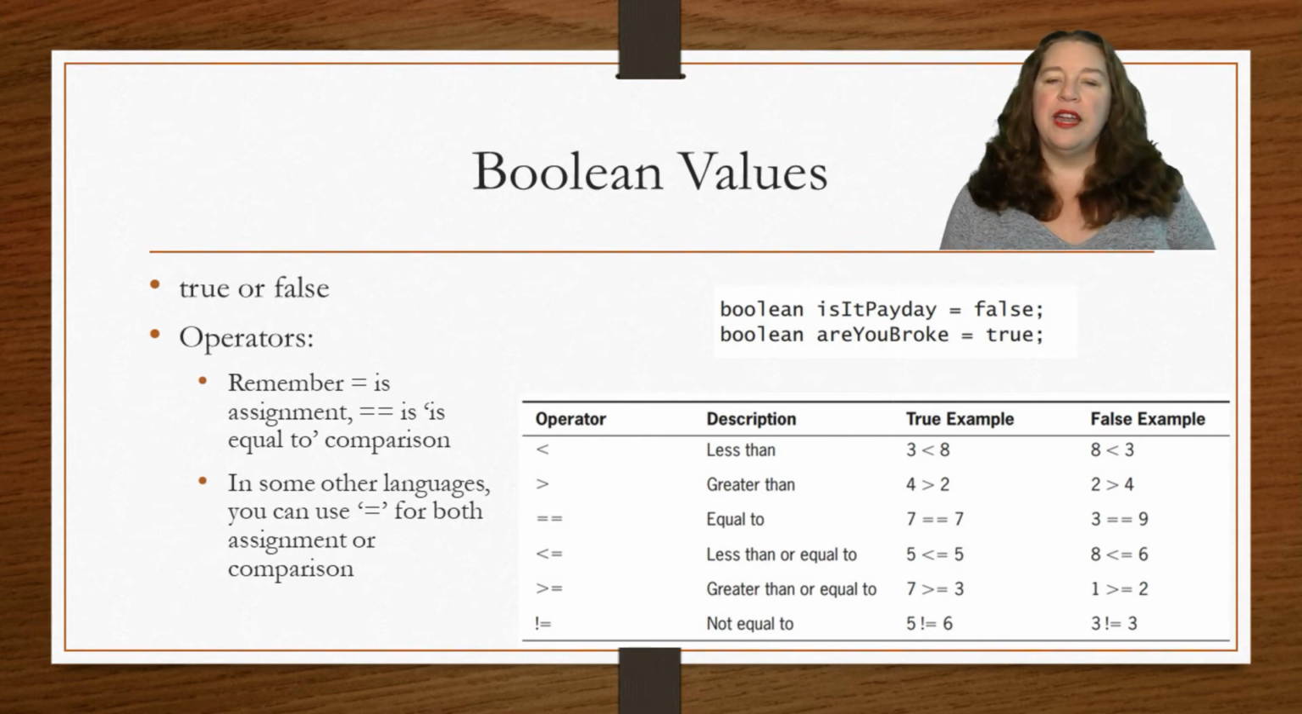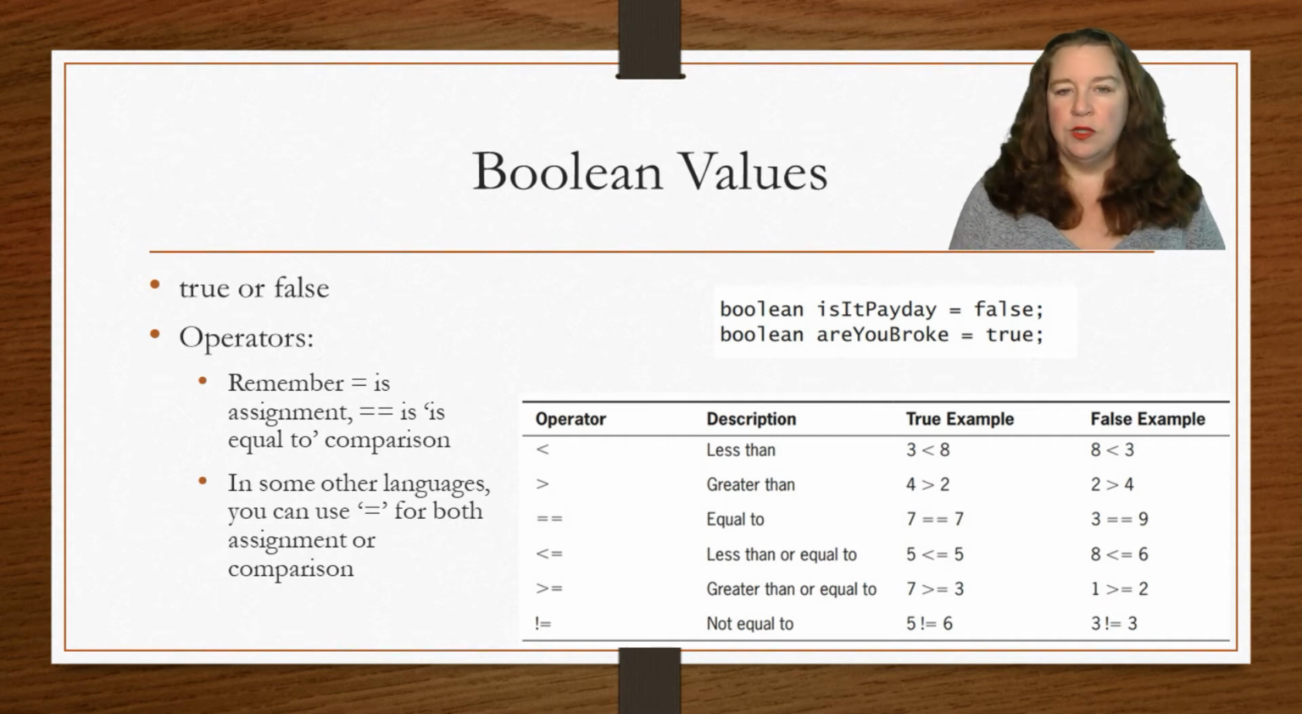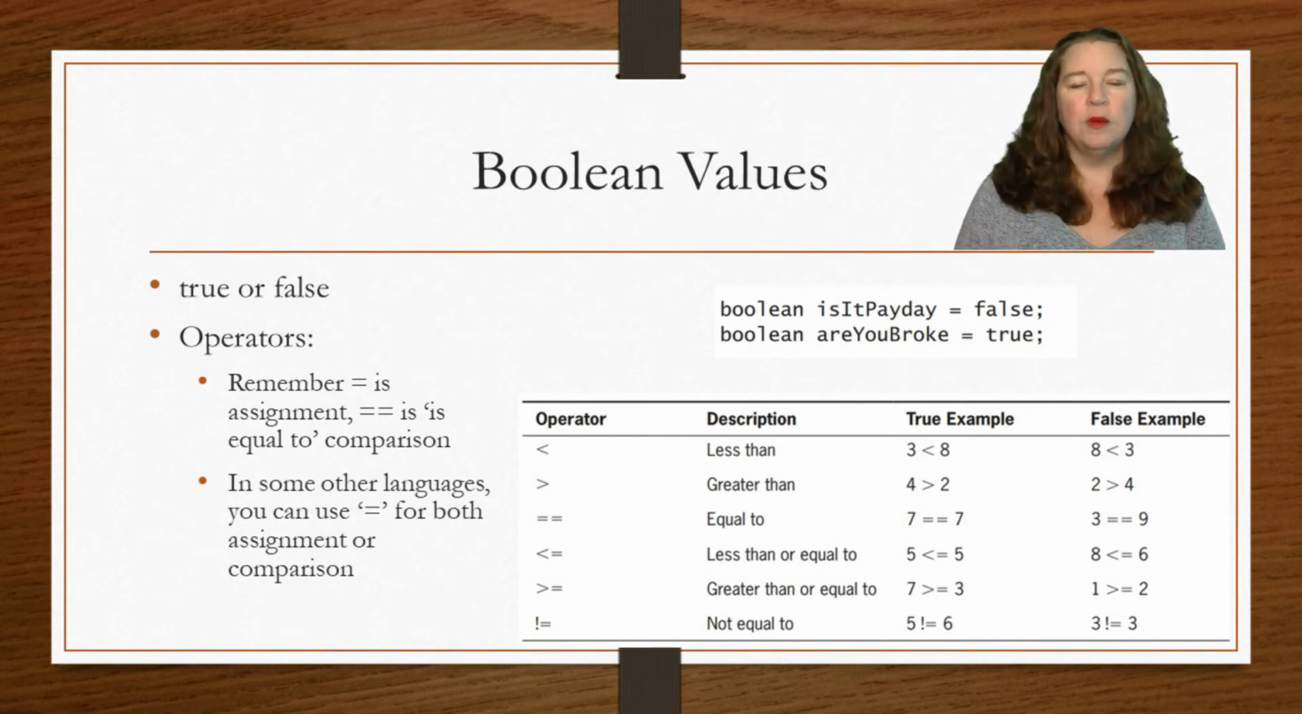Remember also that assignment is equals, but equal to is a Boolean operator that means is equal to. So if I say x equals y, that will assign the value of y to x. But if I said x double equals y, that will return either true or false, whether or not x is equal to y. In some languages, you can use an equal sign for both, but not in Java. So you got to remember to keep that straight.